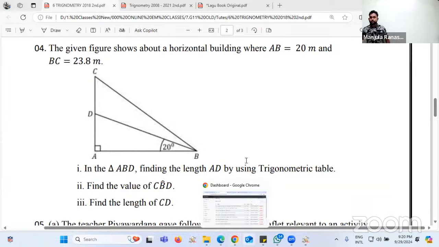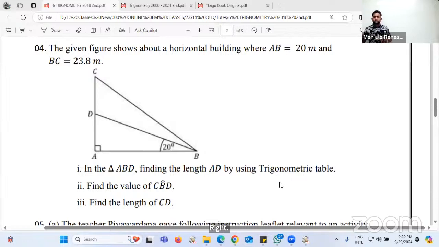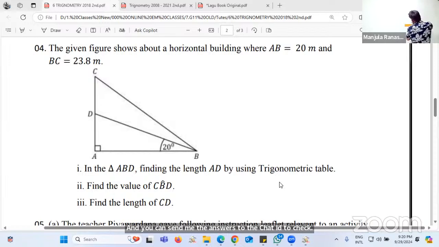Right. We'll check. Now we will draw the sketch here, and you can send me the answers in the chat. I need to check your calculations, how you did it. We'll check it.